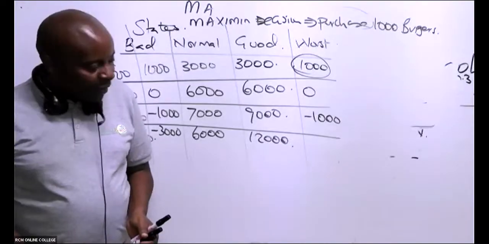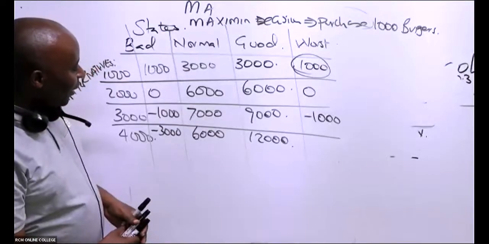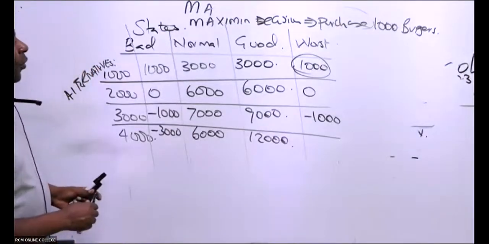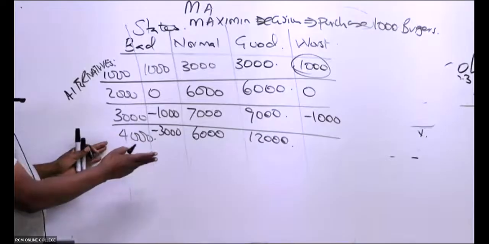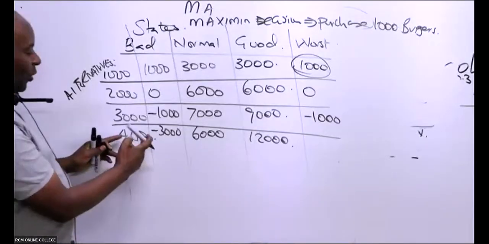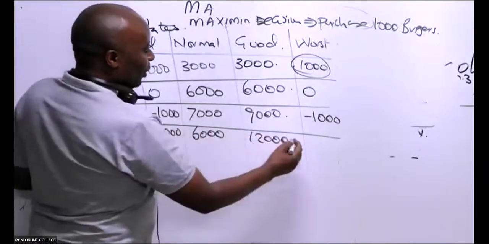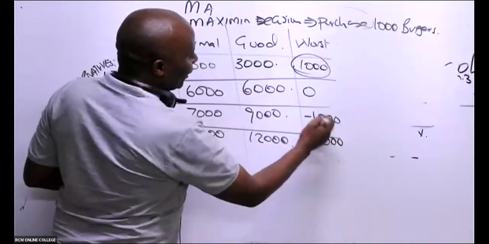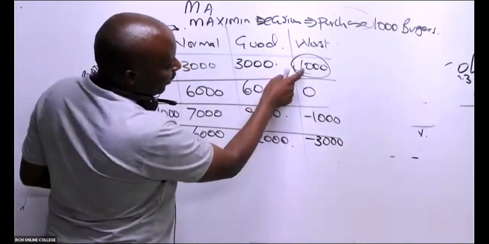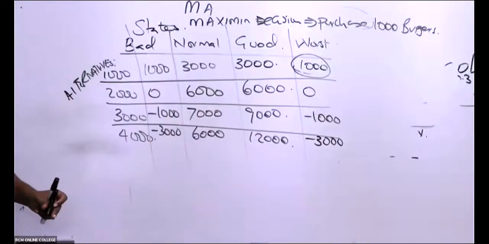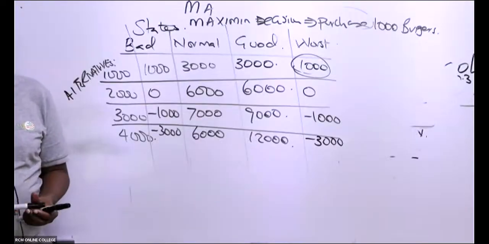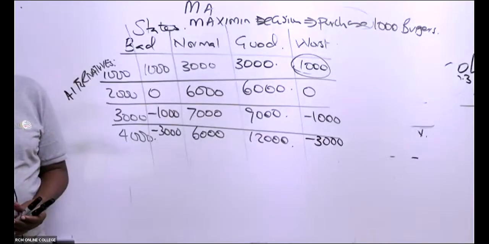Why not negative 3,000? Why did I not choose this? You guys, when I'm wrong, you should be telling me I'm wrong. You see, we have another event here. We have minus, but still, the very best is 1,000. Thank you very much. The very best will be 1,000 there.